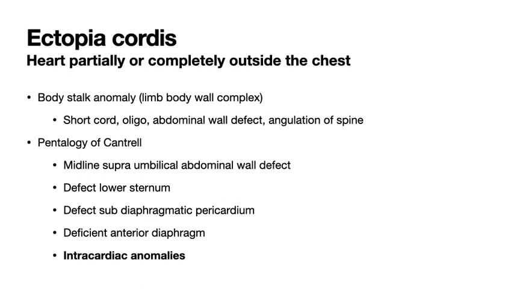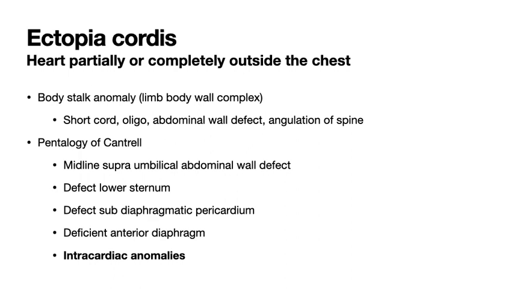Now, another thing called pentalogy of Cantrell. Pentalogy means there's 5 things, just like tetralogy of Fallot means there's 4 things. Pentalogy of Cantrell means there's 5 things. Now, these 5 things actually happen to be almost the same thing.